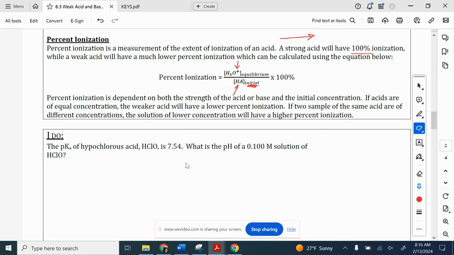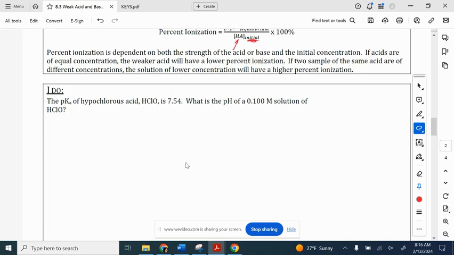So you ready? We have a pKa of 7.54. They want to know what the pH of a 0.1 molar solution of hypochlorous acid is. Now I got my naming conventions down properly. All right, you got your calculators out?